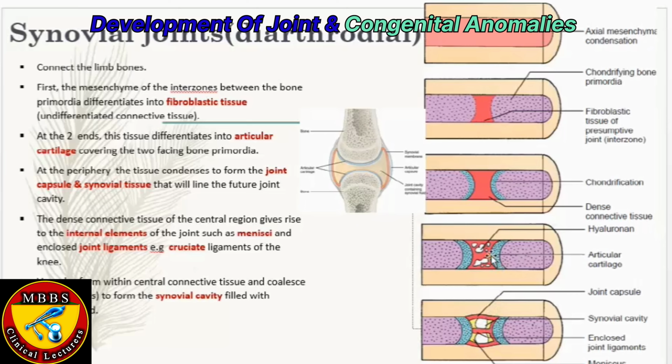As these structures are forming, small cavities, or vacuoles, also appear in the central region, and they merge to form a single large cavity, as you can see. This single large cavity is the synovial cavity, which will be filled with synovial fluid.